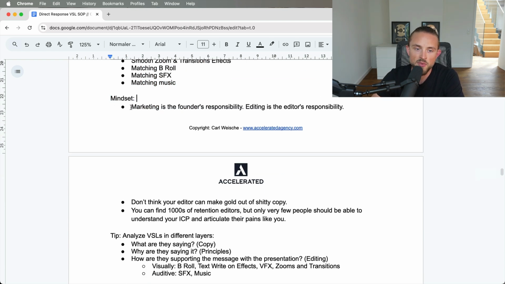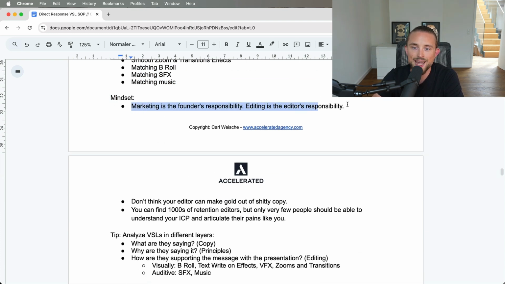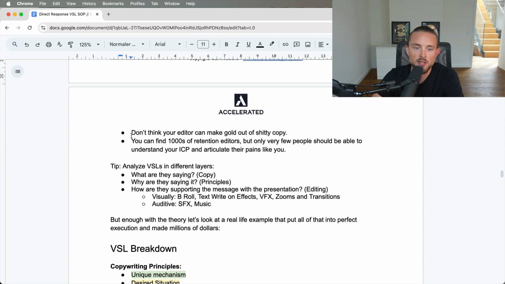Now, mindset: marketing is the founder's responsibility. Editing is the editor's responsibility. You shouldn't think that you can just write shit copy, give it to your editor, and he would then make a Hollywood VSL that's going to perform. You can find thousands of retention editors, but only very, very few people are able to understand your ICP and articulate their pains like you.